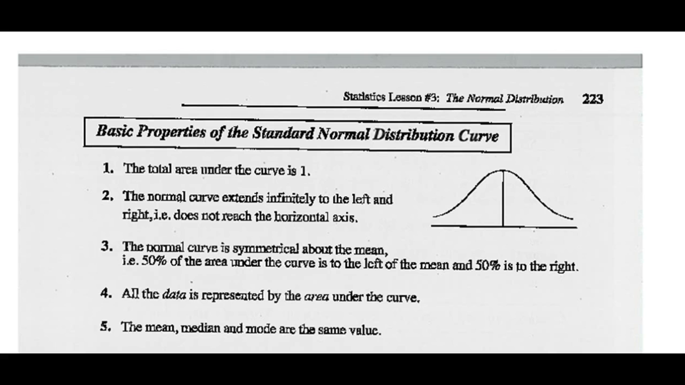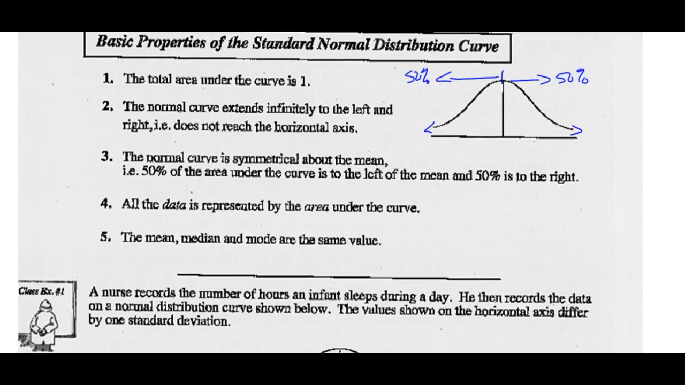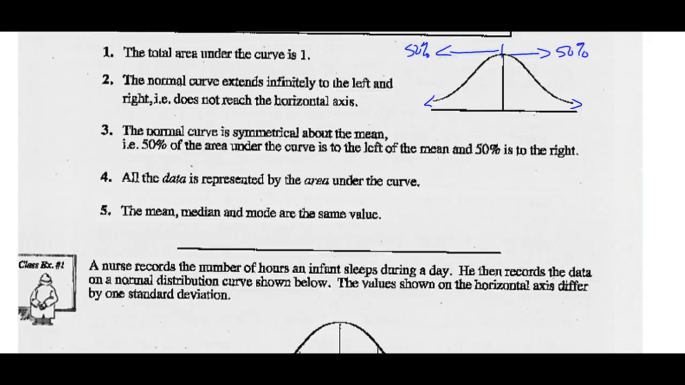So the basic properties of our standard normal distribution curve. The total area under the curve is 1. The normal curve extends indefinitely to the left and to the right. So we're going to go forever left, forever right. We're never ever going to touch the horizontal axis. It'll get closer and closer. The normal curve is symmetric about the mean, meaning half the data is above the mean, 50% this way, and half the data is below the mean, 50% that way. All the data is represented by the area under the curve, and the mean, median, and mode all have the same value. They're all right there.